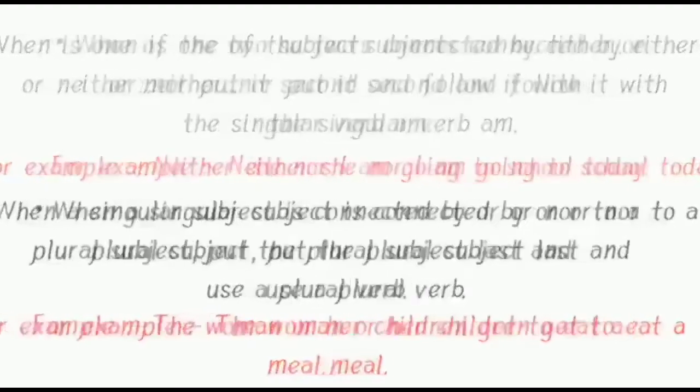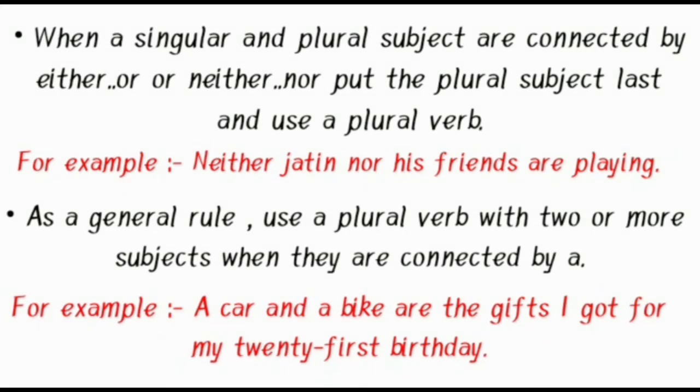Get to the next point. When a singular and a plural subject are connected by "either/or" or "neither/nor", put the plural subject last and use a plural verb. So when a singular and a plural subject are connected with "either/or" or "neither/nor", you have to put the plural subject at the last and use a plural verb. Look at the example. Neither Jatin nor his friends are playing. So here we have put the plural subject at the last and are using "are" with that.